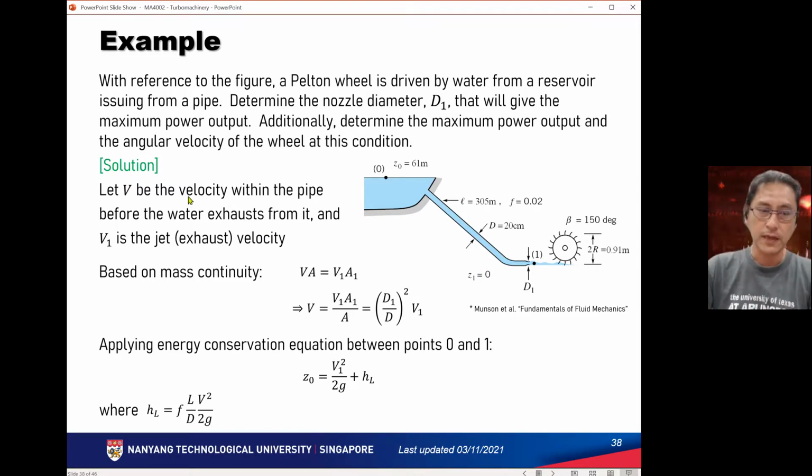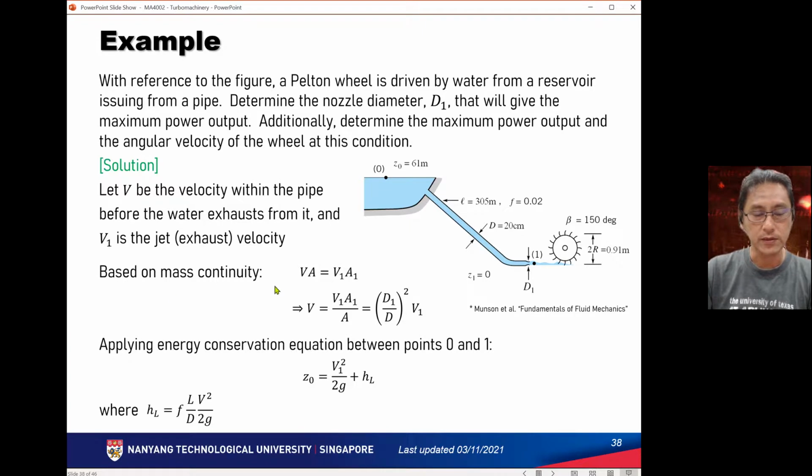With all these things digested in our brain, let's see whether we can solve this. Let V be the velocity within the pipe, not coming out from the nozzle, but within this long straight pipe, the 20 cm pipe. Let V1 be the jet exhaust velocity. So this will be V1, and surely V1 will not be the same as V.